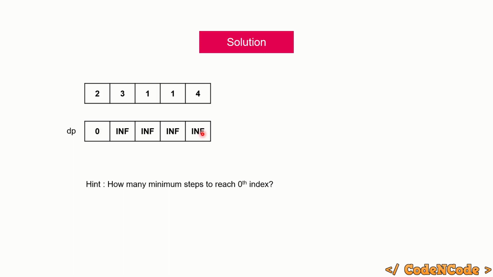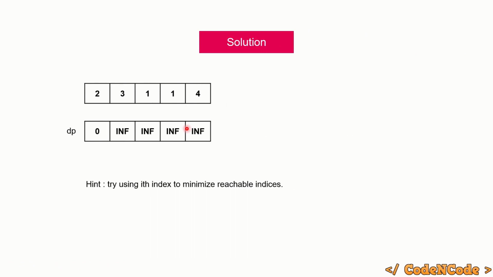We don't have to make any move to reach index 0. We are directly starting from that point. So the number of steps required are 0. Now since we know the answer of this cell, let's utilize the answer of this cell to find out the answer of the other cells. Okay, how can we do that?